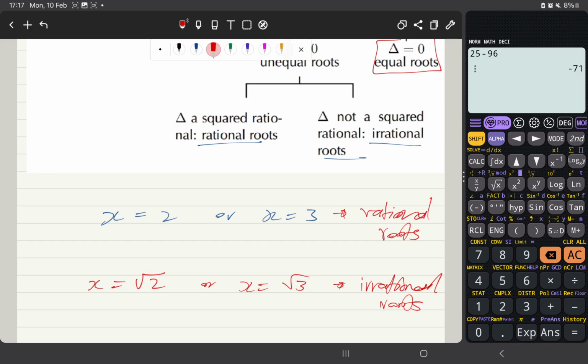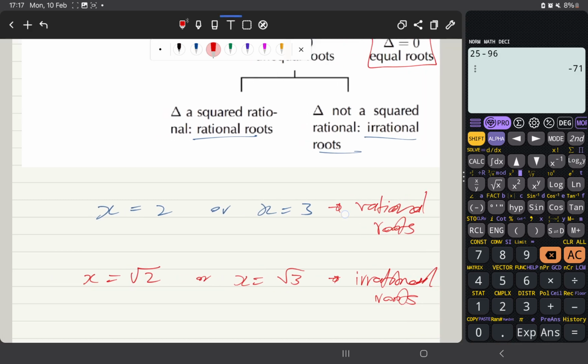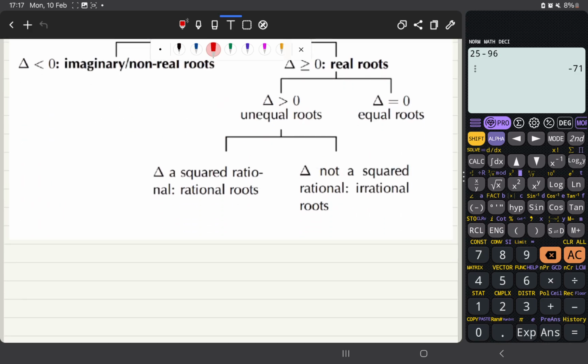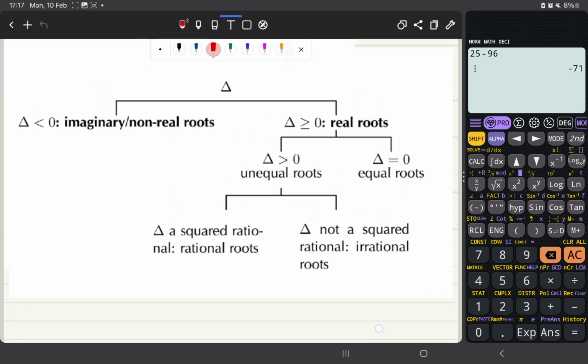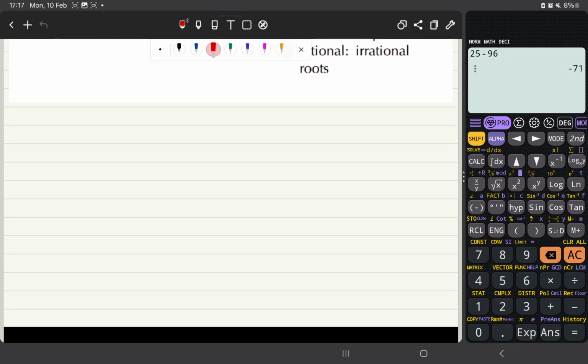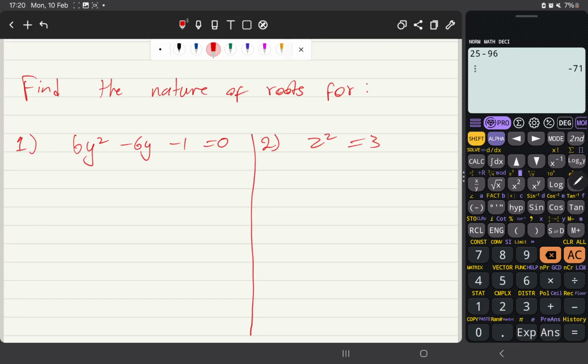Let us see what problems we can do to emphasize this. Just try to always remember this diagram or just know it by heart. Yeah, cool stuff. So these are the problems we're going to do.